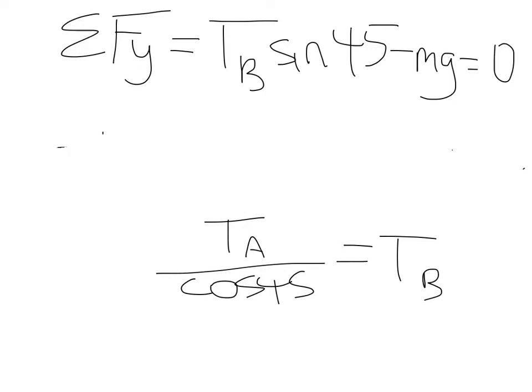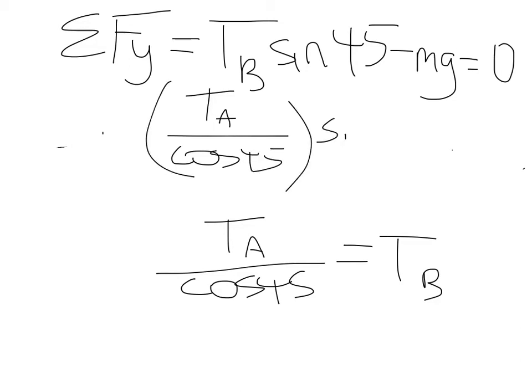Okay, let's see. So TA over cosine of 45 times sine of 45 minus mg equals nil.